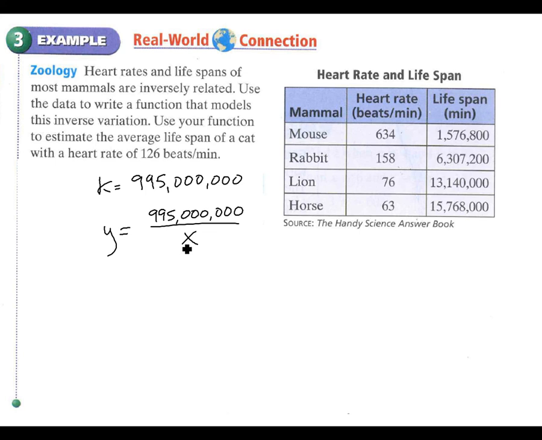And so let's go ahead and figure out what that would be. The lifespan of a cat with a heart rate of 126 beats per minute. Careful here, the tendency is to put that in for X or Y. Which one's it going to be? Make sure we have X and Y here, so heartbeats is going to go in for X. So Y equals 995 million over 126.